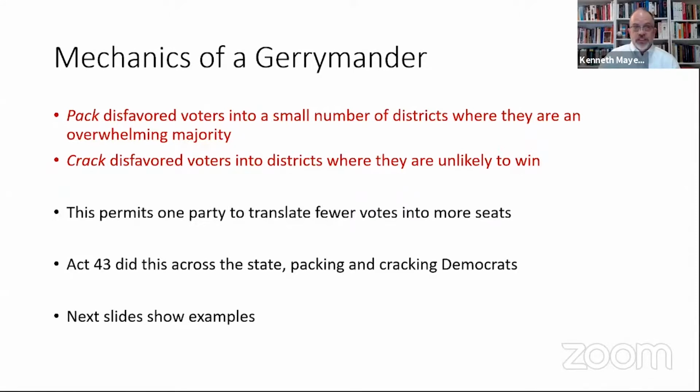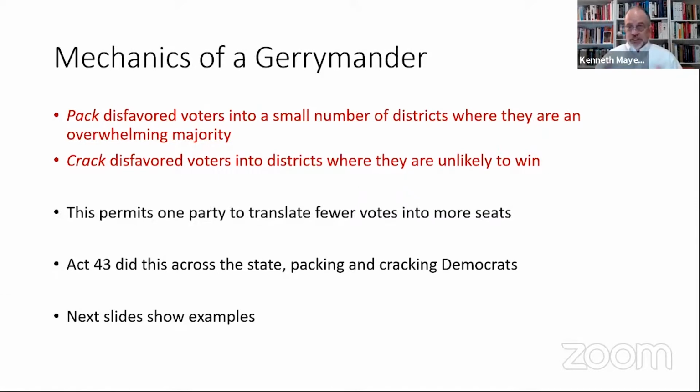And so that provides opportunities to introduce a bias into how those votes are aggregated into seats. There are 2 ways that this is done. The first is called packing, when the party doing the gerrymandering takes voters from the other party and packs them into a small number of districts where they have an overwhelming majority. So often the packing will be to the extent that the districts will be uncontested.